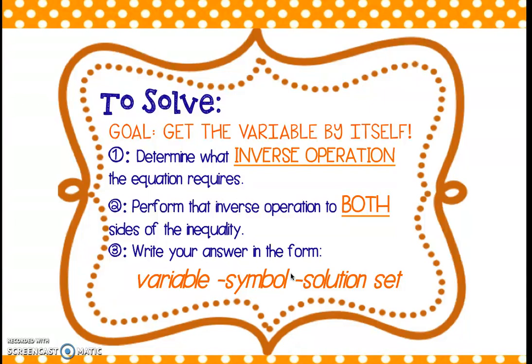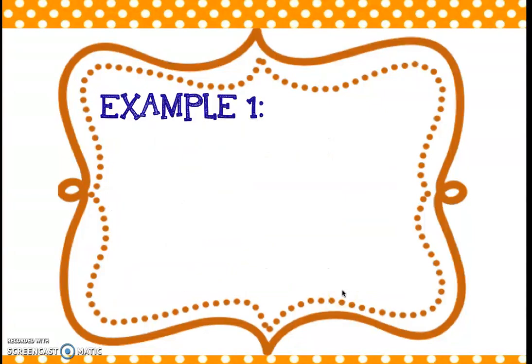Now, I hope this sounds really familiar because it's exactly what we did with equations, except instead of just one solution, now we have a solution set. Instead of an equal sign, we have a symbol. We're still using inverse operations. We're still performing it to both sides. The difference is we're going to have a solution set instead of just one solution. So we're going to do 4 examples together, and then on the back, you're going to have some independent practice to work on by yourselves.